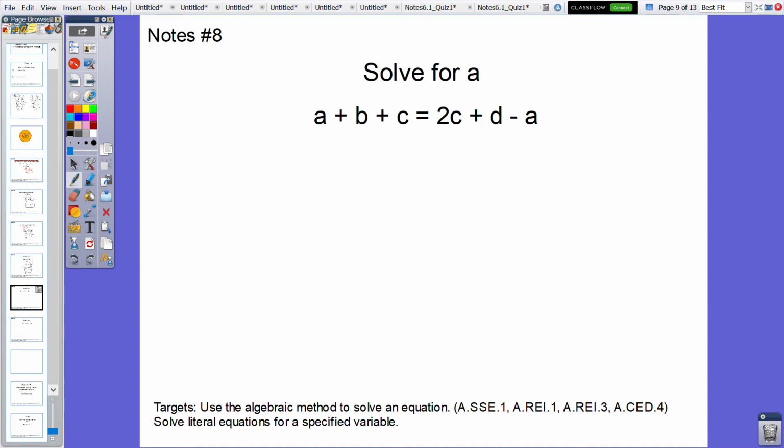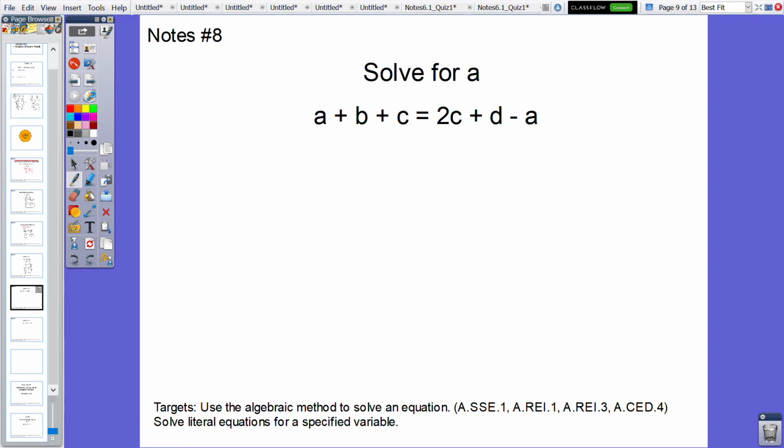All right, this one's a little bit trickier, but nothing we can't handle. Solving for a with the equation a plus b plus c equals 2c plus d minus a. Okay? So once again, we want to identify the variable that we're solving for in the whole equation like we did in the last two examples, and we're going to just isolate that variable.